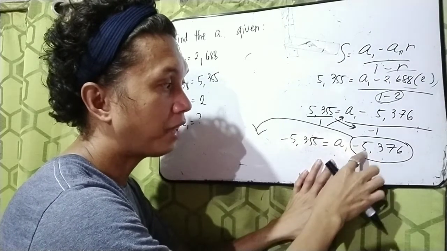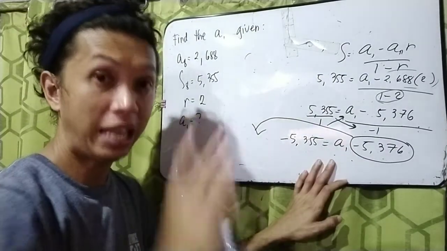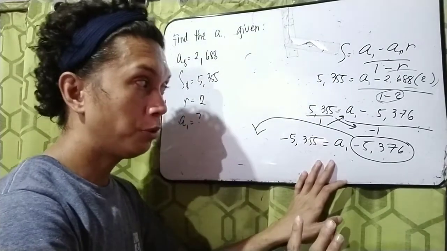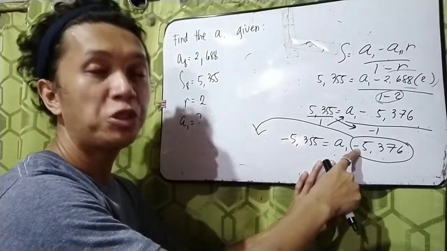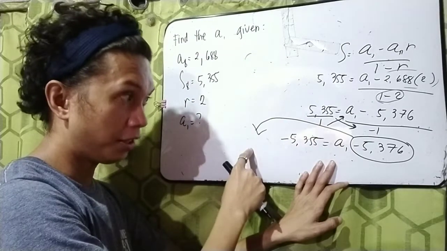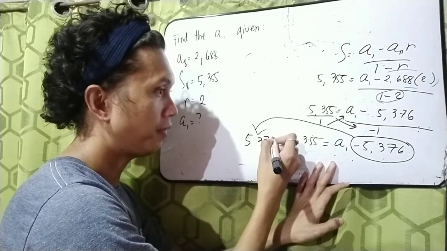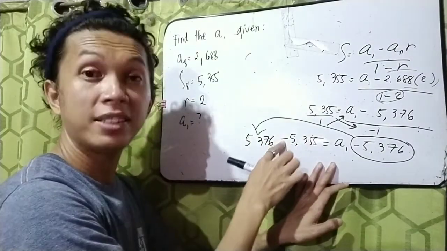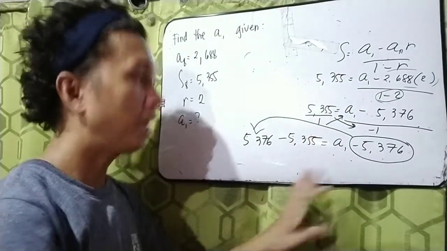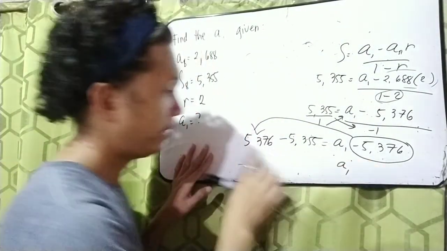So we move the minus 5,376 to the other side so that a sub 1 will be left alone. Take note that when you transpose, the sign will be changed to its opposite. Since this is minus, as it arrives here, it will now become positive 5,376. Then since this is negative, that's minus 5,355. Now what is left here is only a sub 1.